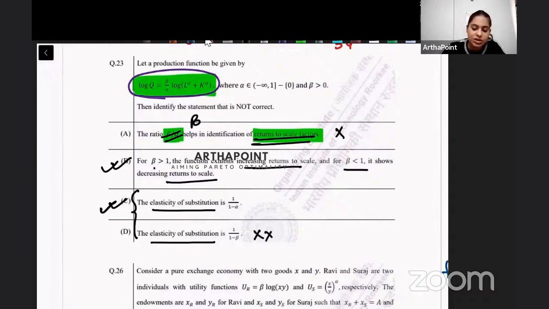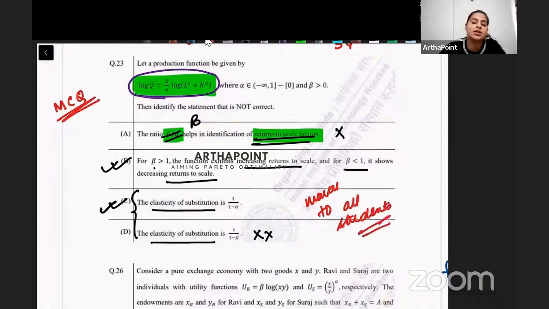Now this actually came in a multiple choice question. It should have been a multiple select question. That is why marks were given to all students. That was the lucky thing here, right? But next time it can come as an MSQ. So what we learn from here is that basic concepts like what is elasticity of substitution.